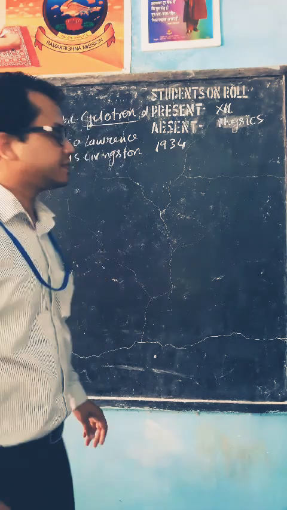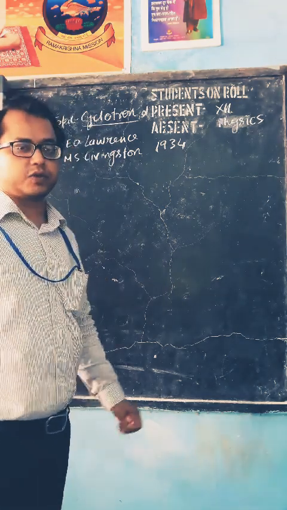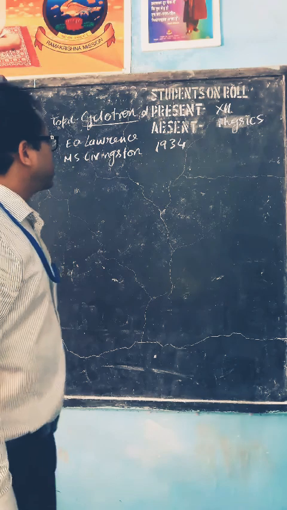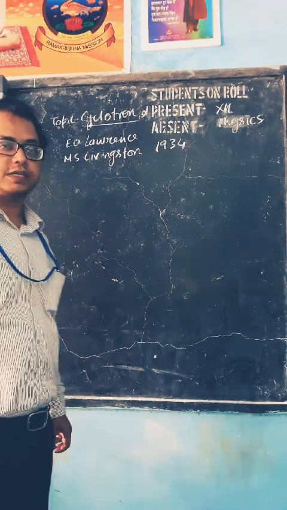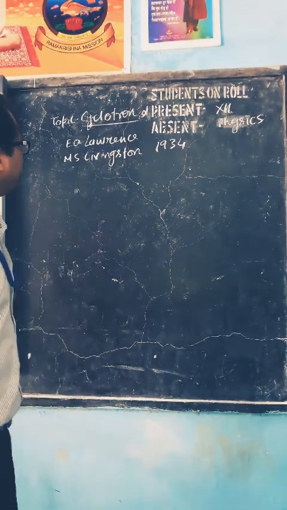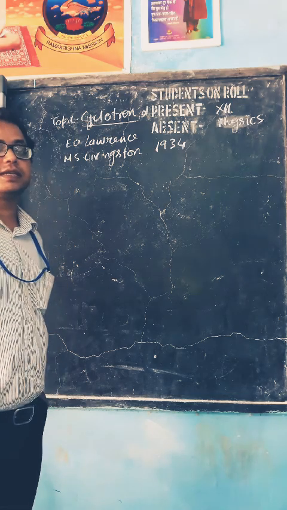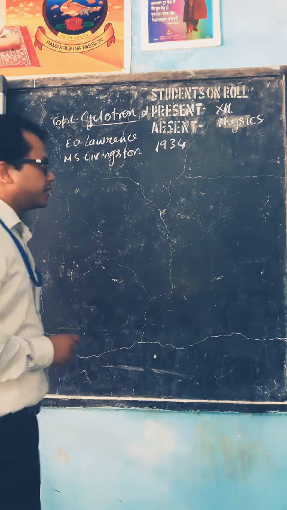Good morning. Today we are going to study the topic cyclotron. The cyclotron was made by two scientists, E. O. Lawrence and M. S. Livingston, in the year 1934.